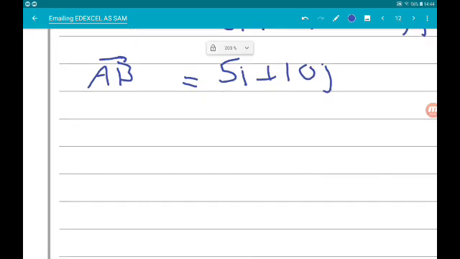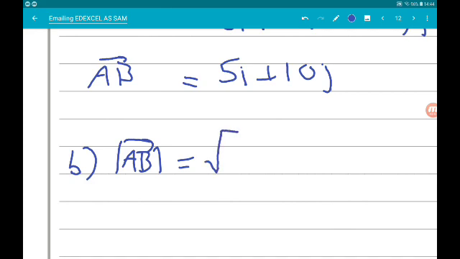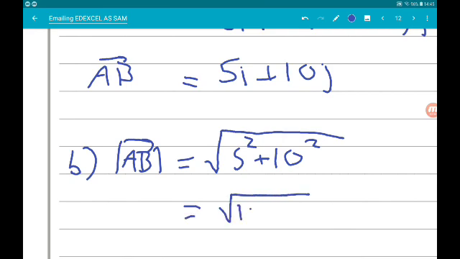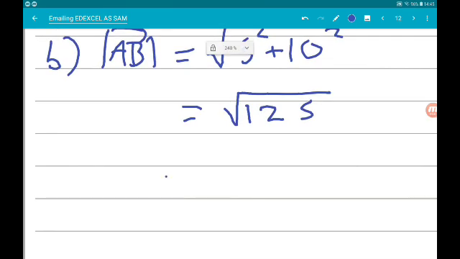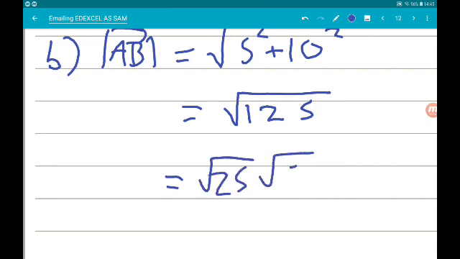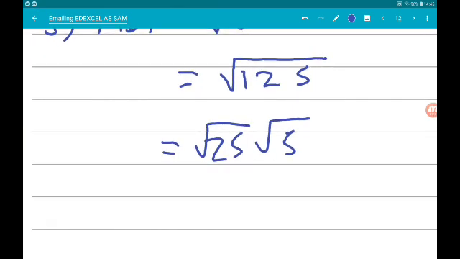So all that this means is basically we're doing Pythagoras. We're just finding the length of the vector. So it's the square root of 5 squared add 10 squared, which is the square root of 125. Now we need to simplify that. So the square number that goes into that is 25. So we can write this as root 25 root 5. Root 25 is 5. So we've got 5 root 5. Cool.